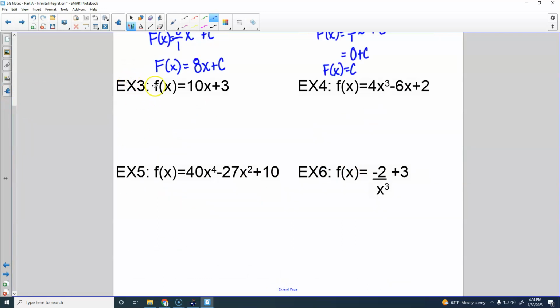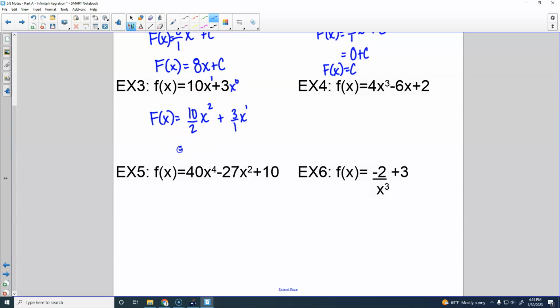For number 3 here, we've got 1x right there. Here we've got 0 x's. So for each term here, we want to raise our exponent by 1, and we are dividing out front by that exponent. Skipping to the answer when I shouldn't. And over here, we would raise the exponent by 1, divide out front by the exponent.